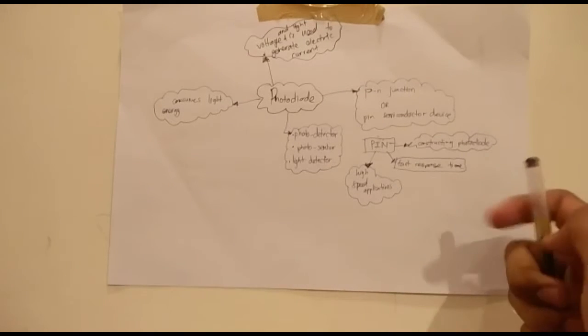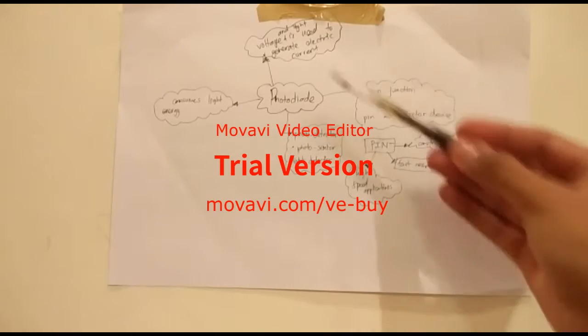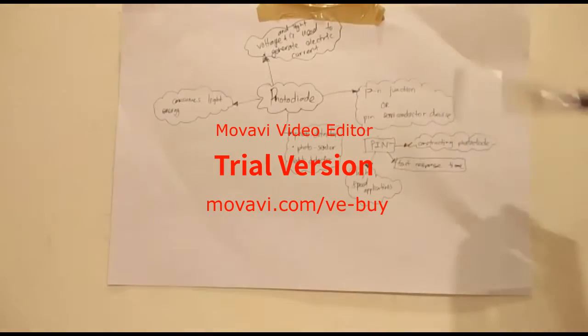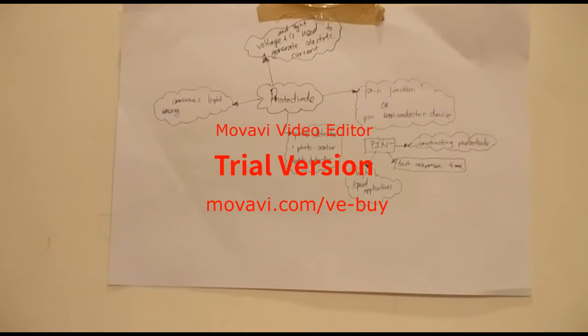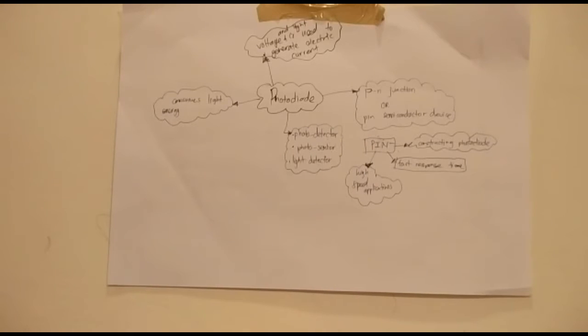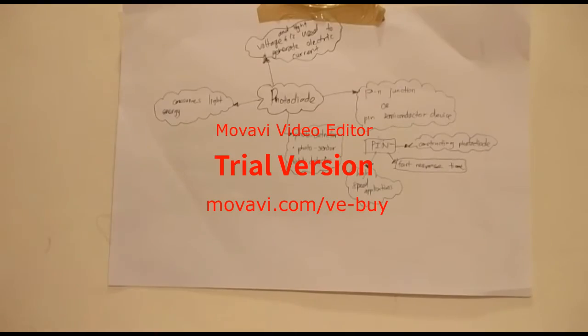In a normal PN junction diode, voltage is used as the energy source to generate electric current. Whereas in photodiodes, both voltage and light are used as an energy source to generate electric current. That's all for the photodiode. So I'm going to show you how it actually works.